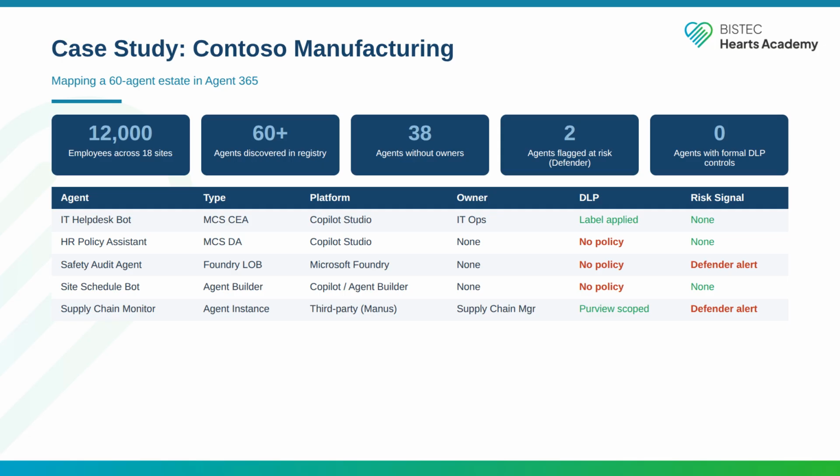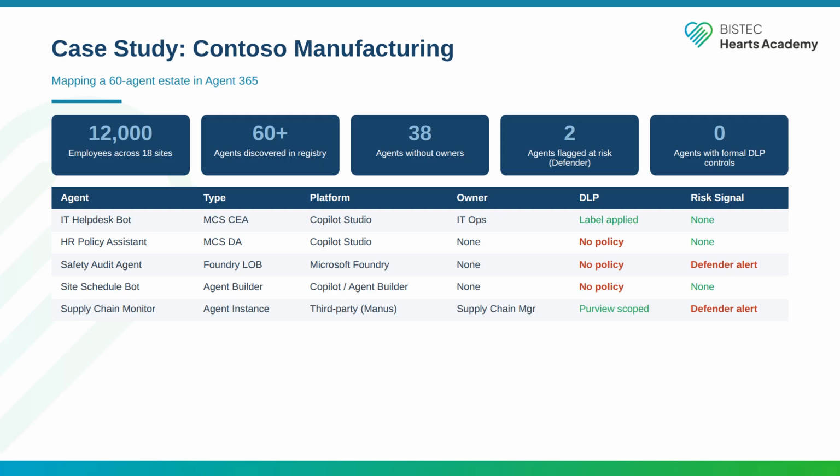An ownerless agent means there is no person accountable for its accuracy, its data access, or what happens if it starts misbehaving. From a compliance standpoint, ownerless agents are a liability. 2 agents have been flagged by Defender with high-severity risk signals, meaning there is active evidence of unsafe behavior or suspicious activity in those agent sessions. And critically, 0 agents in the estate have formal DLP controls applied through Purview. Every agent is operating without data governance.